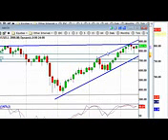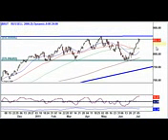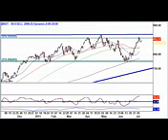The Russell small caps, let's start off with the daily. The daily here, we've found some resistance at this level. We're very extended. I mean, we have just nothing but downside potential here. I wouldn't trust any upside movement at this moment.